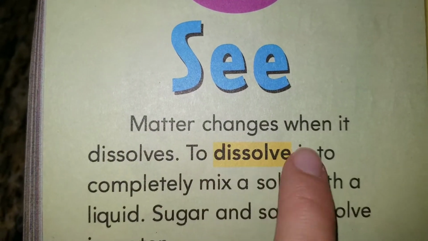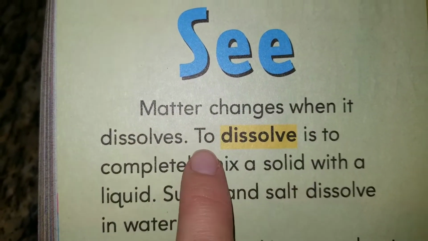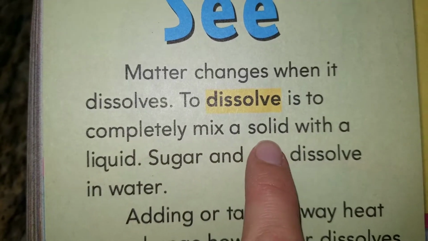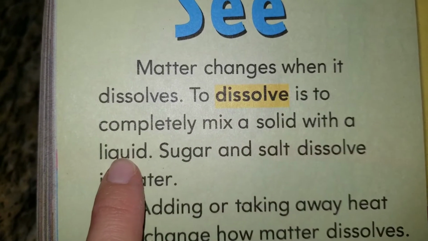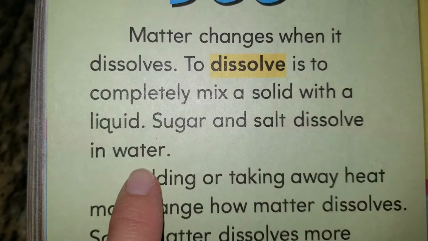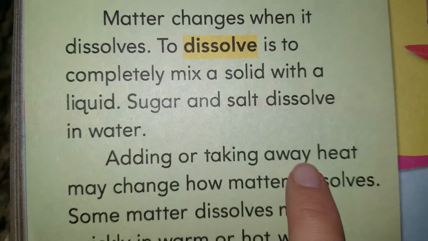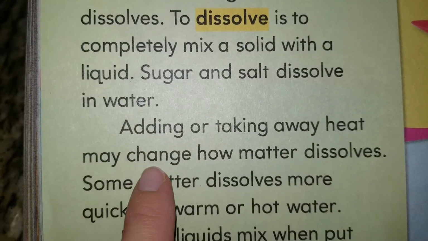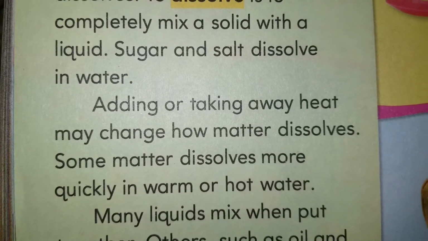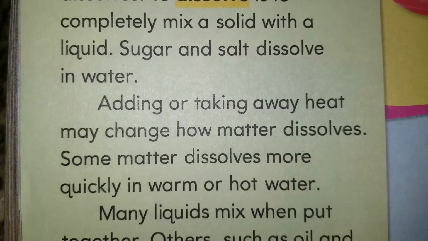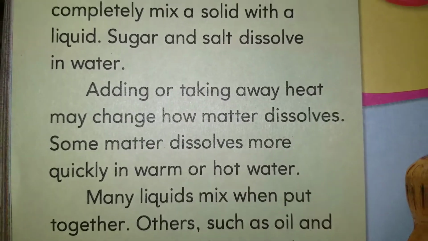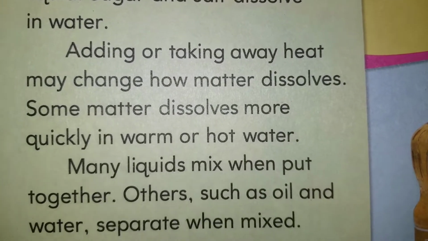Matter changes when it dissolves. To dissolve is to completely mix a solid with a liquid. Sugar and salt dissolve in water. Adding or taking away heat may change how matter dissolves. So if you pour something that you want to dissolve into a warm liquid, it dissolves easier than in a cold liquid.